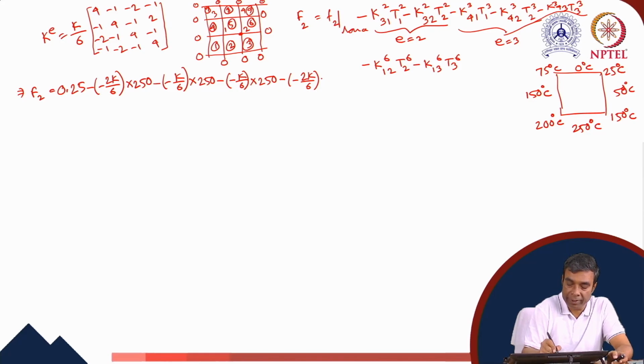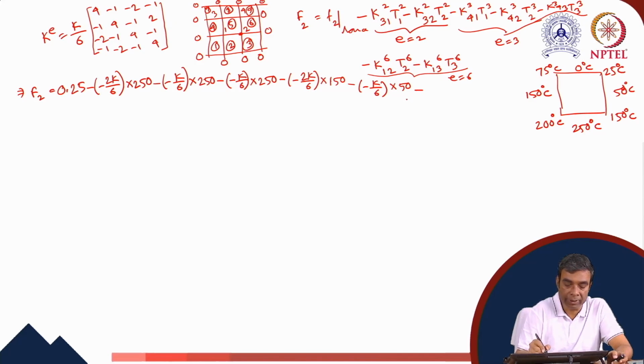This temperature is taken as average temperature of 150 degrees centigrade. The final term from element 3 is K433 T33. So K433 is minus K by 6, minus K by 6 into T33. T33 comes on the right boundary where the temperature is 50 degrees centigrade. Here we have contribution left from the sixth element. So we calculate it as minus K126.